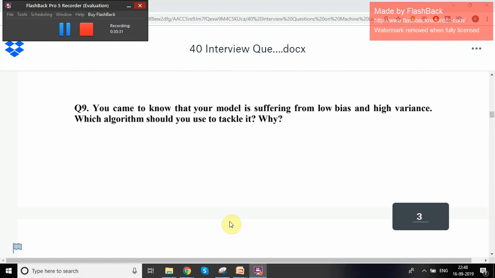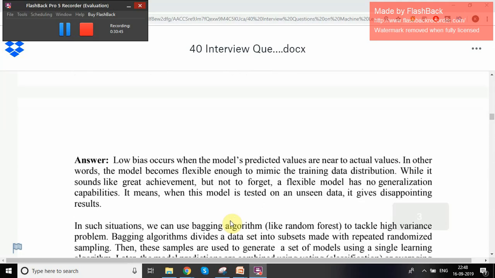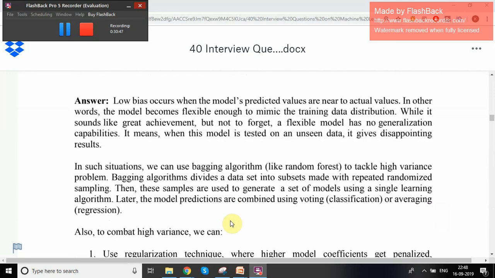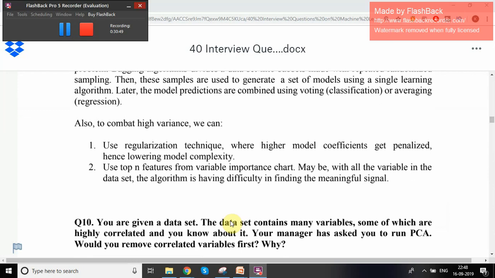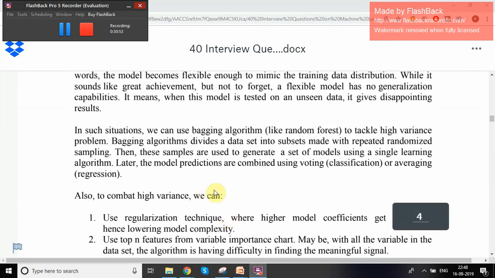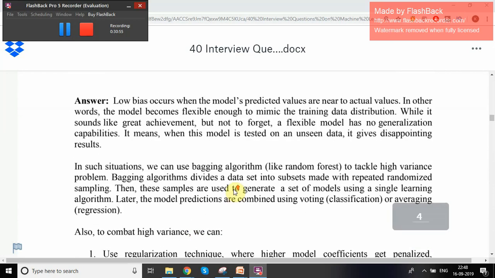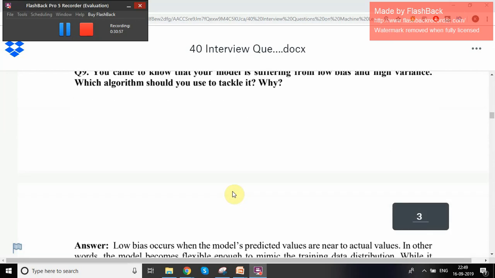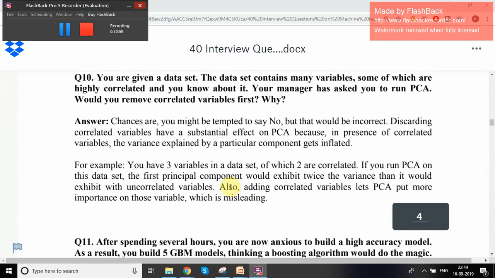You came to know that your model is suffering from low bias and high variance. Which algorithm should you use to tackle this, and why? So my model is suffering from low bias, that means much more uncertainty and high variance. It is a regularization technique. Okay, using a regularization technique, random forest and classification. I don't think I have a proper idea about this question. We have to think over it.